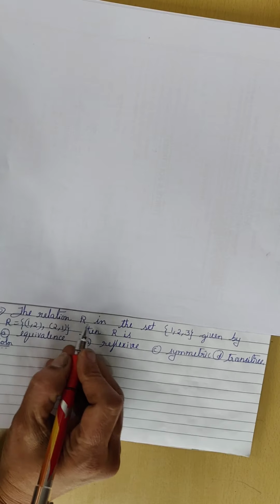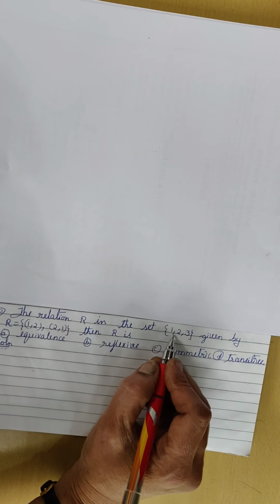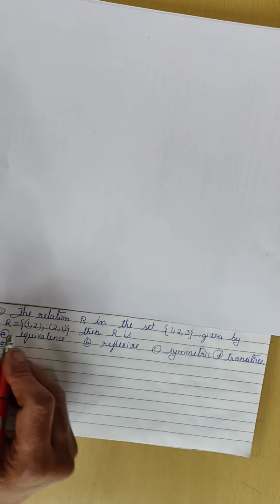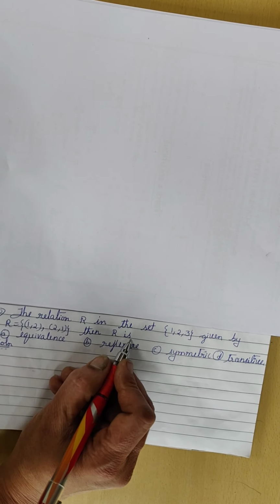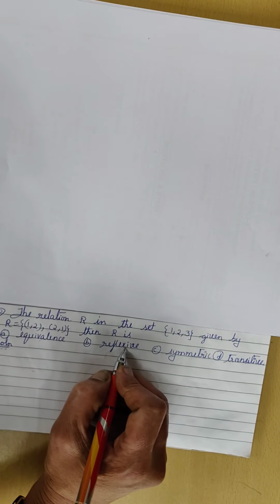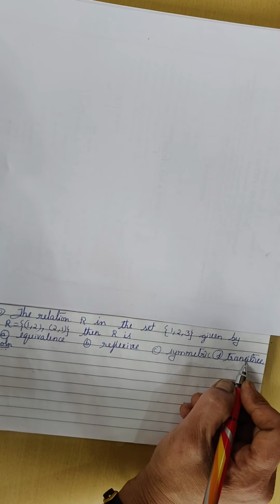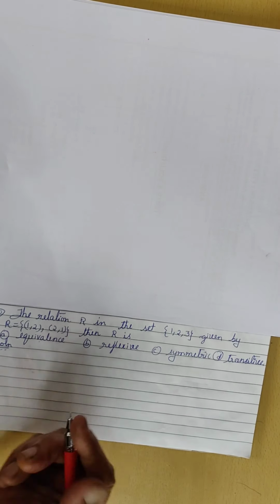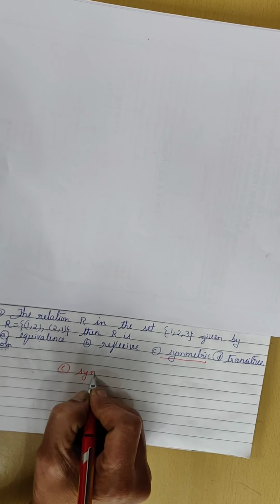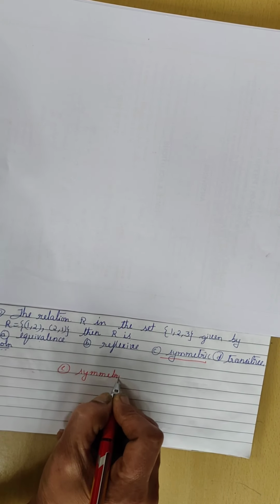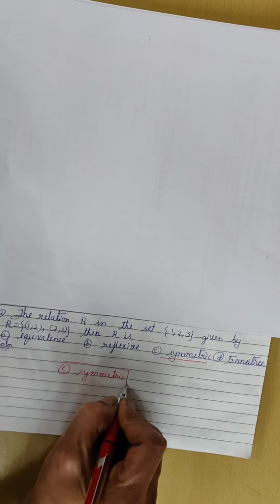The relation R in the set {1, 2, 3} given by R equals {(1, 2), (2, 1)}. Then R is equivalence, reflexive, symmetric, or transitive. Very simple answer. So that is symmetric. Option C, symmetric. So this is a symmetric relation.